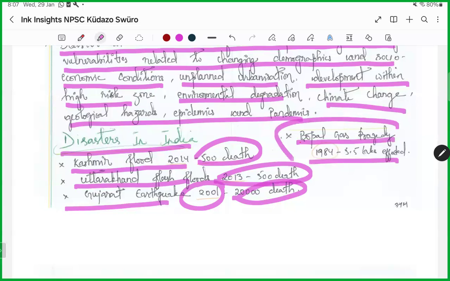There were many legal implications involved here. So these are the Kashmir flood, the Uttarakhand flood, the Gujarat earthquake, the Bhopal gas tragedy, and fire accidents. There are many incidents that occurred in India, and they have caused a lot of economic loss as well as loss of public lives.